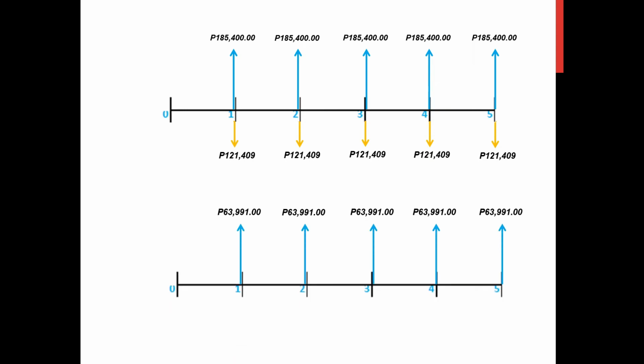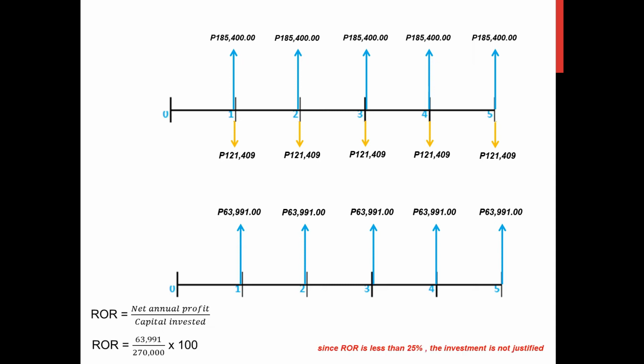Getting the difference of the upward arrows or cash inflows to that of the cash outflows, which is 121,409, we will yield a net income or net cash flow of 63,991 pesos. Of course, in here, 185,000 is greater than 121,000. Therefore, this will be a net earning because we have an upward arrowhead. By this, the ROR will be computed to be 23.7%. Okay.